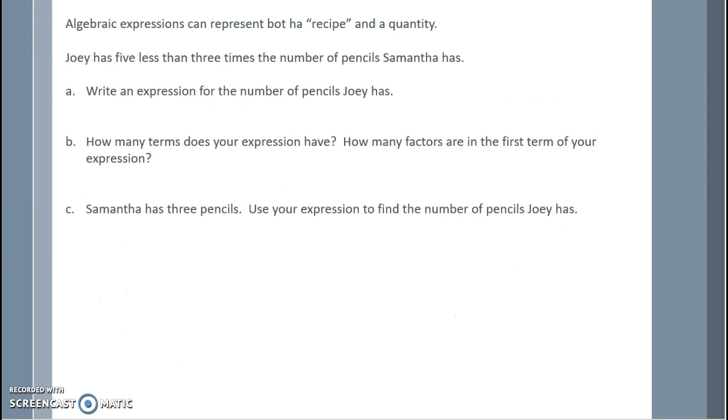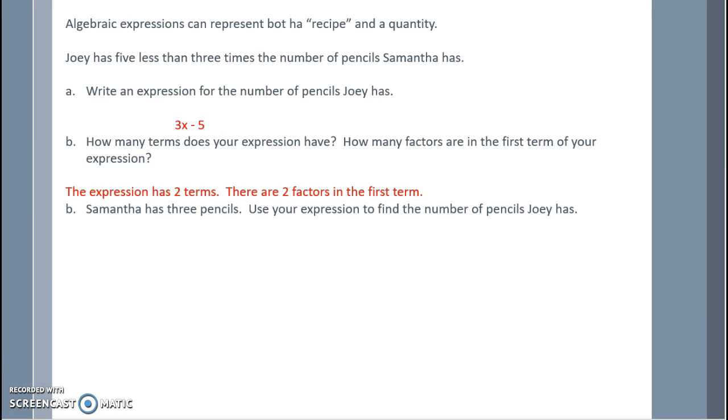Joey has 5 less than 3 times the number of pencils Samantha has. Write an expression for the number of pencils that Joey has. So he has 5 less than whatever Samantha has, and Samantha has 3 times x. How many terms does your expression have, and how many factors are in the first term of your expression? The expression has 2 terms because we're adding or subtracting 2 pieces together. And within that first term, 3x, there are 2 factors.